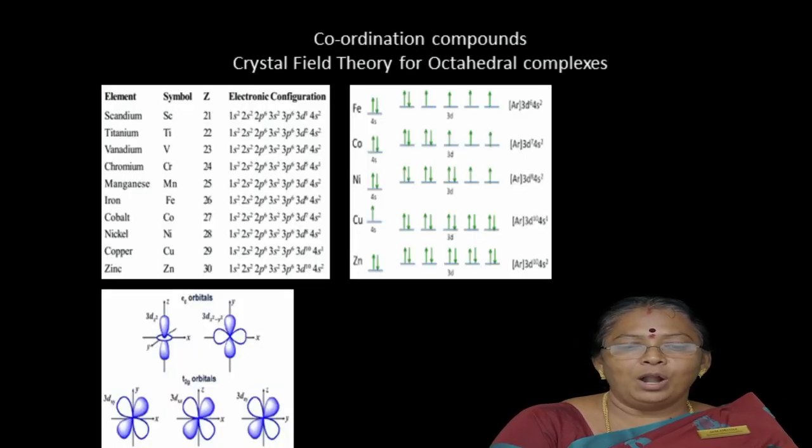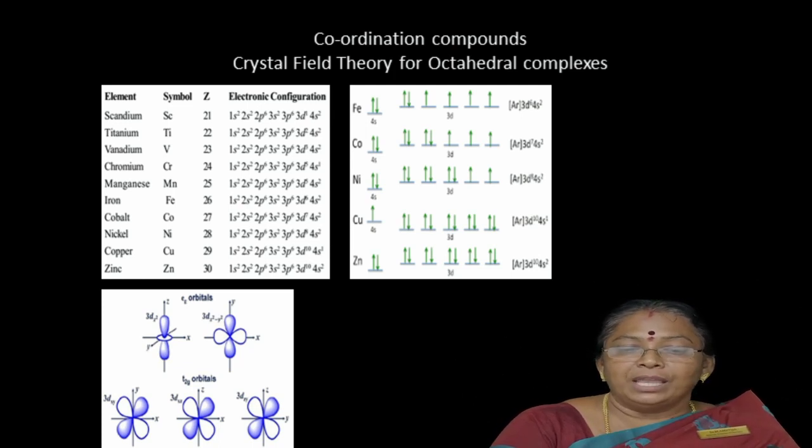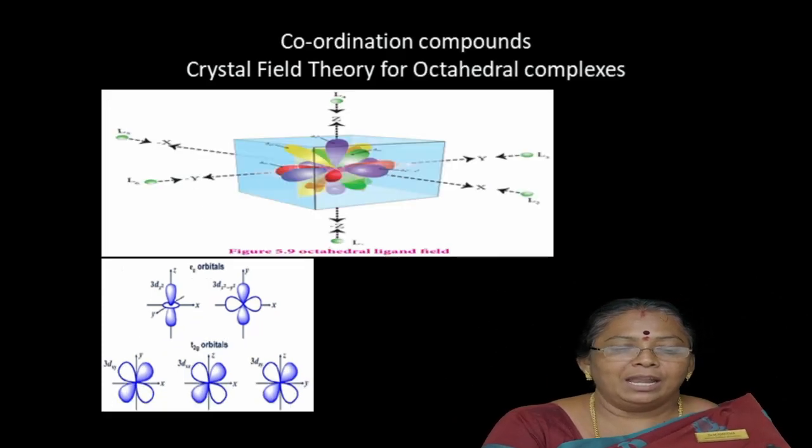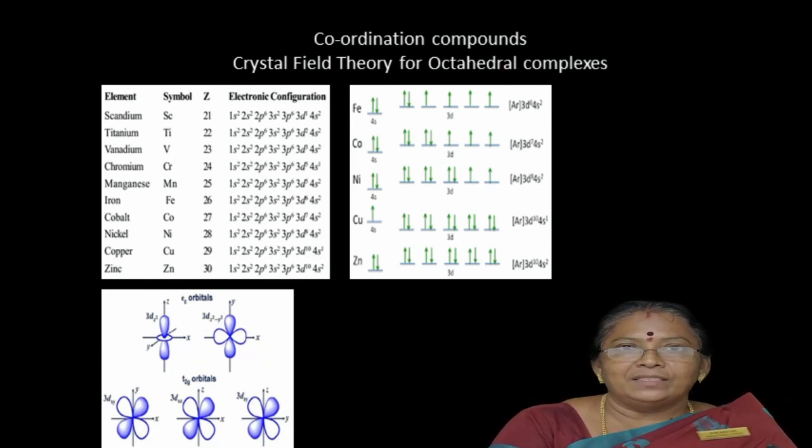Then, coordination compounds: we all know the arrangement of the electrons. In the 3d orbital, there are 5 lobes: dx squared minus y squared, dxy, dyz, dxz and dz squared. In octahedral geometry, let us consider the metal complex located in a crystal.